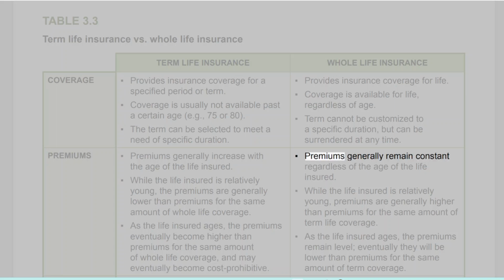Whole life: premiums generally remain constant regardless of the age of the life insured. While the life insured is relatively young, premiums are generally higher than premiums for the same amount of term life coverage. As the life insured ages, the premiums remain level. Eventually they will be lower than premiums for the same amount of term coverage.